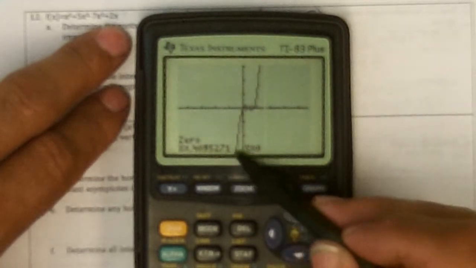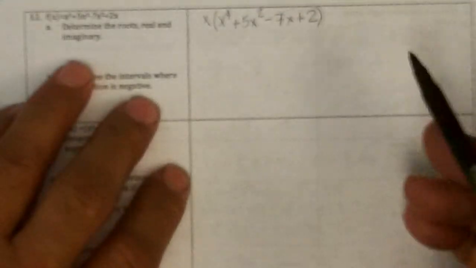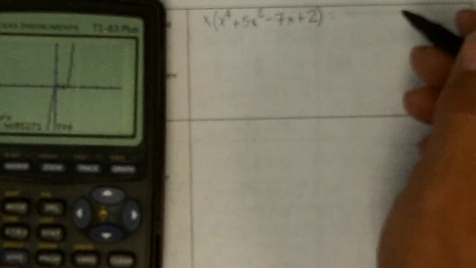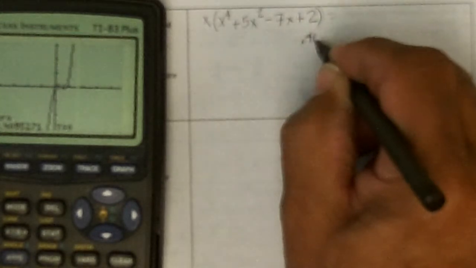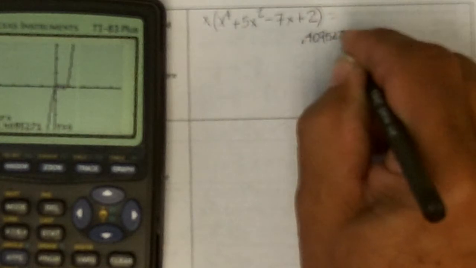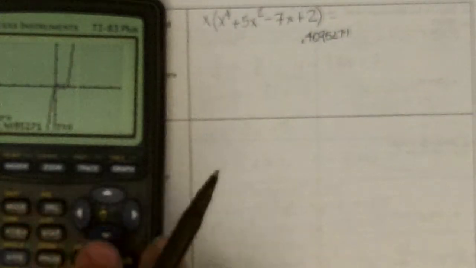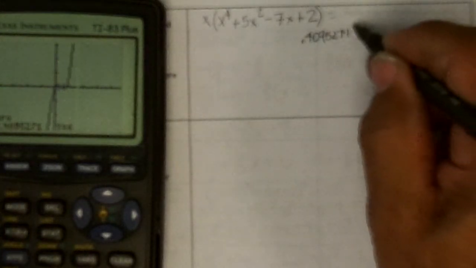It's not a nice number. So I must have made a mistake on this, because I would probably give you nice numbers on the test. Let's see. Not a nice number, and that was supposed to be a nice number. Okay, well, it's 0.4095271, and that's an approximation. The other one's not very nice either. I did not mean to do that.